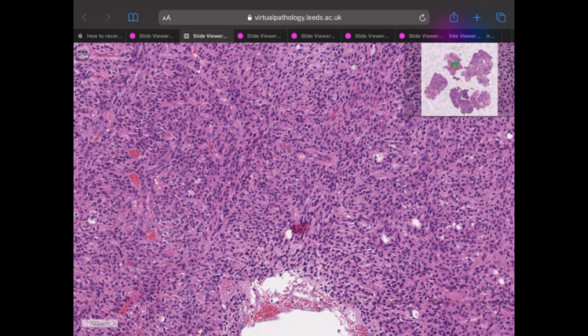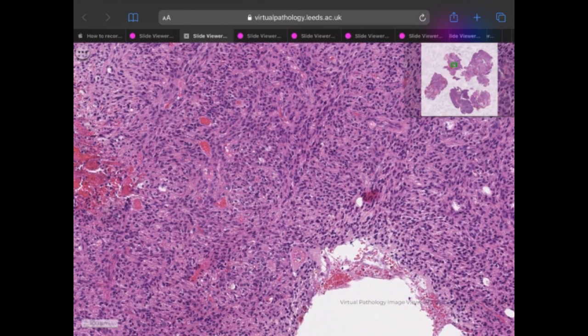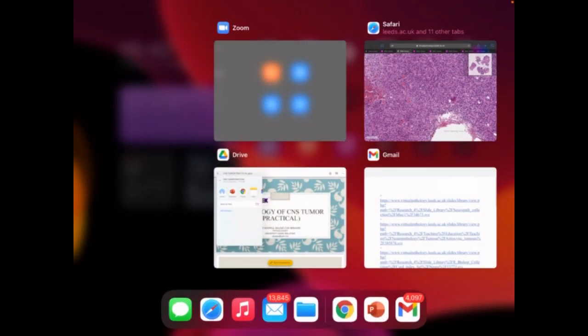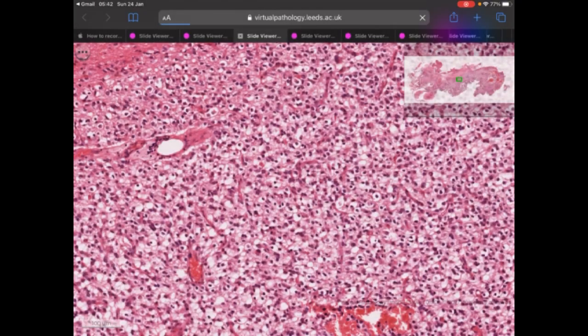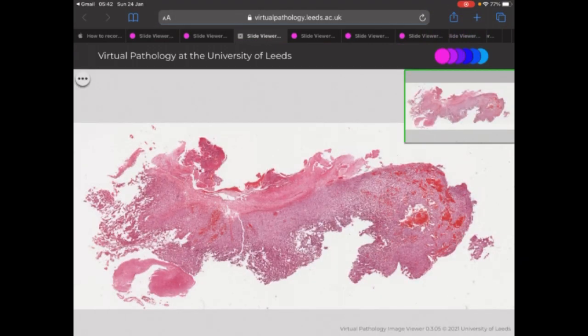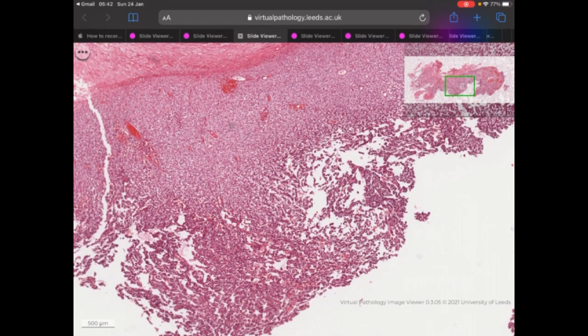Even though not all the blood vessels show endothelial proliferation, the presence of even a focus of endothelial proliferation is characteristic of glioblastoma. In this view, the blood vessel is not displaying endothelial proliferation. So our third slide is a slide of oligodendroglioma.